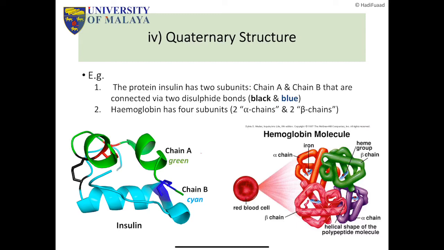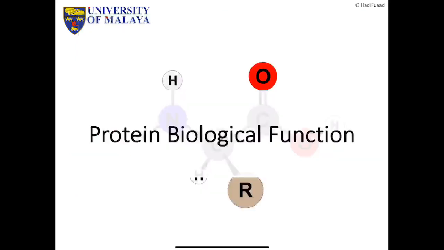Okay, similarly, in this case, for insulin, the subunits are non-identical, but for hemoglobin, you actually have two identical subunits. So you have two alpha chains and two beta chains that conjoin together in three-dimensional space and form hemoglobin that transports oxygen throughout our body. I guess that's it for the different levels of protein structure.